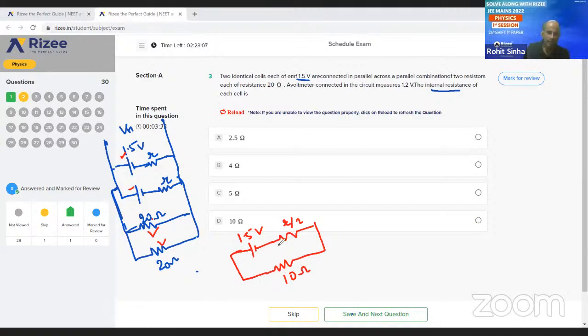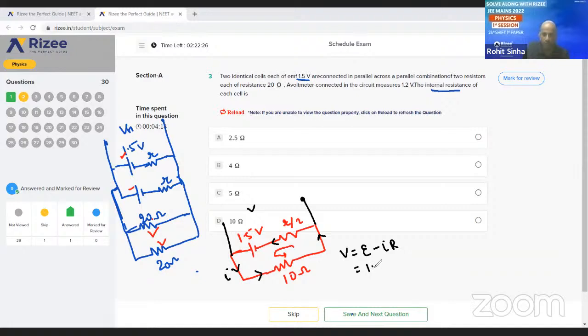Now, what we can say here is that current will flow like this. One more thing we can tell here: this voltage we can write like this. What is this voltage? Suppose current I flows through the circuit. We can write V is equal to EMF minus internal resistance into current.